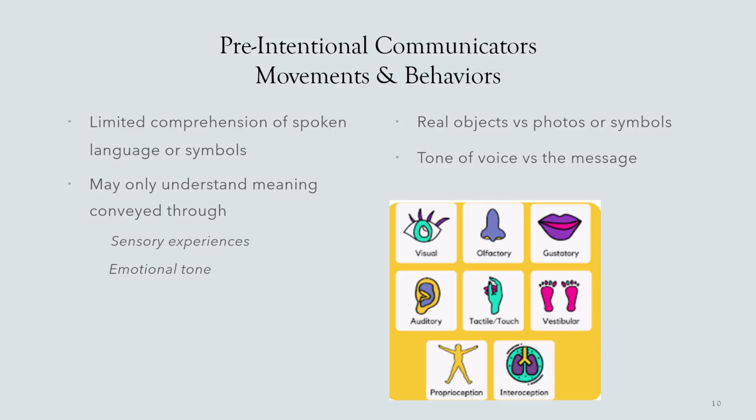Let's take a look back at pre-intentional communicators. They do have limited comprehension of spoken language and symbols, and they may only understand meaning conveyed through sensory experiences or emotional tone. So real objects instead of photos or symbols. And the tone of voice is more meaningful than the message itself. Think about all the senses when working with pre-intentional communicators.